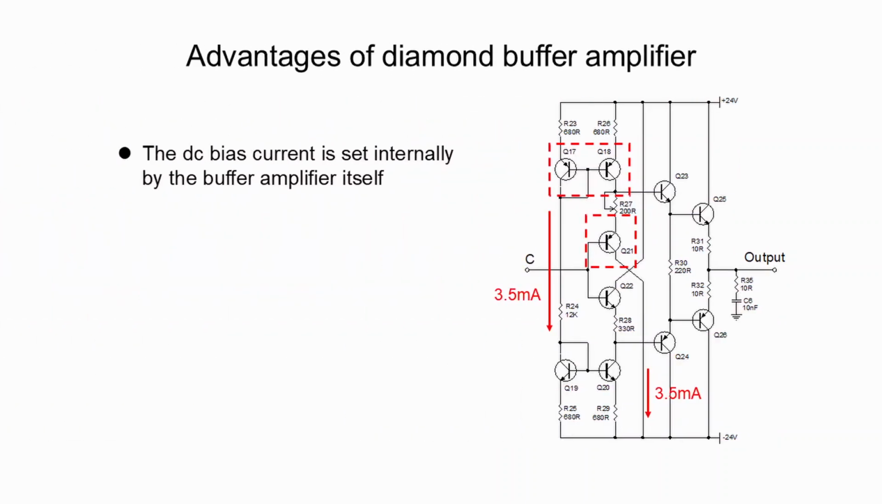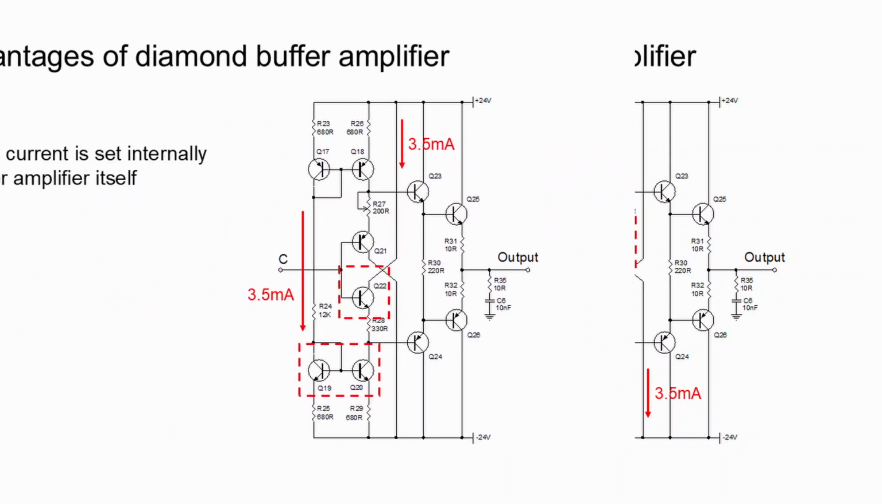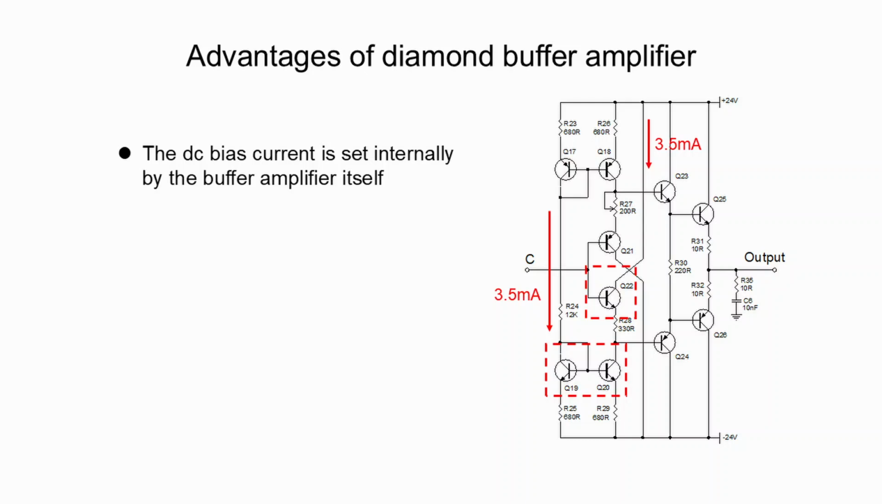As the current source on the top is operating in current mirror configuration, the same amount of 3.5 mA flows into emitter follower Q21. Similarly, the current source on the bottom also operates in current mirror configuration. It produces 3.5 mA flowing into the emitter follower Q22.